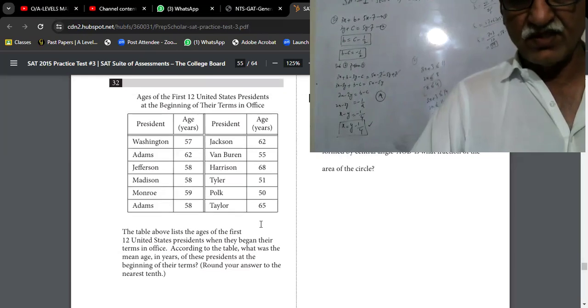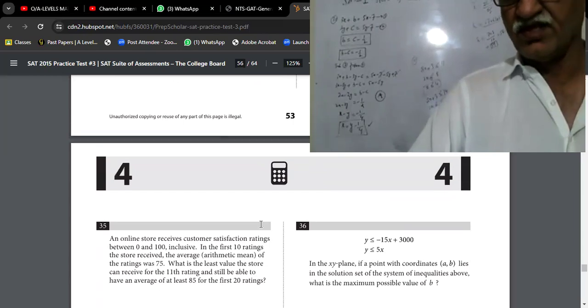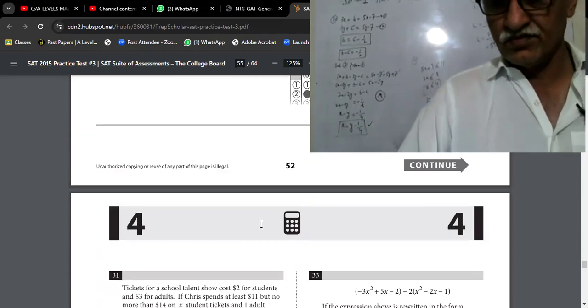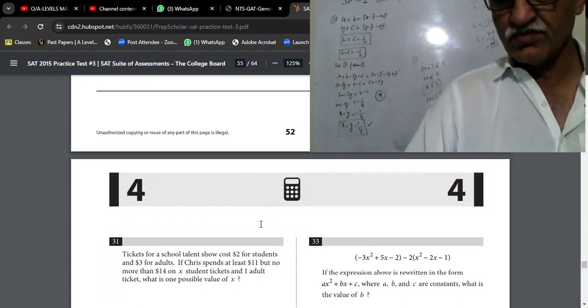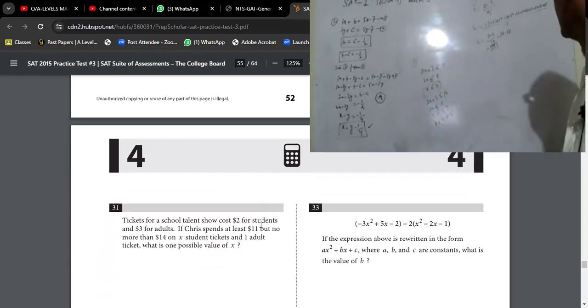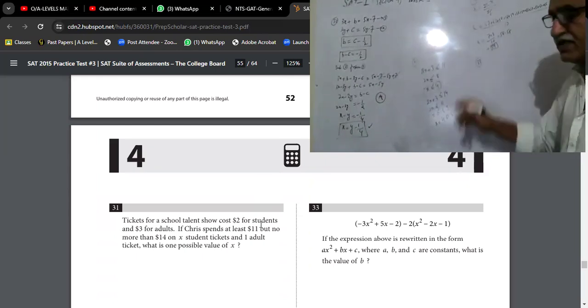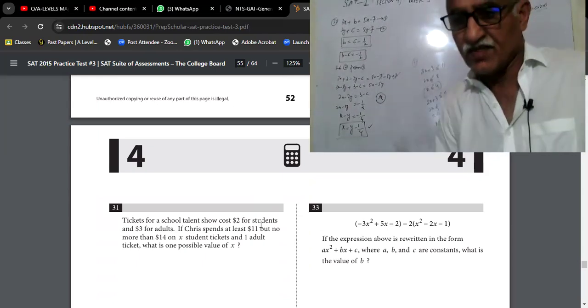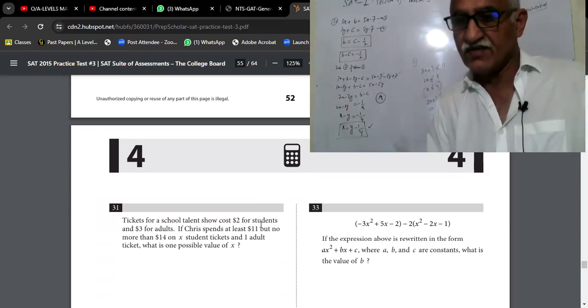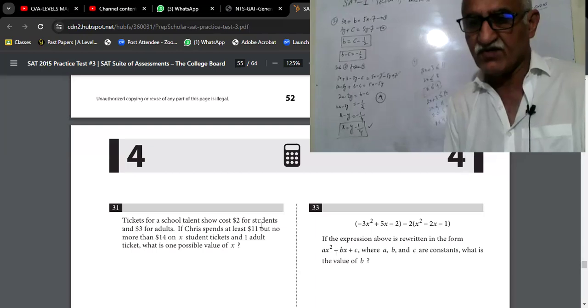Now question number 33. The expression above is written as ax square plus bx plus c, where a, b, c are constants. What is the value of b?